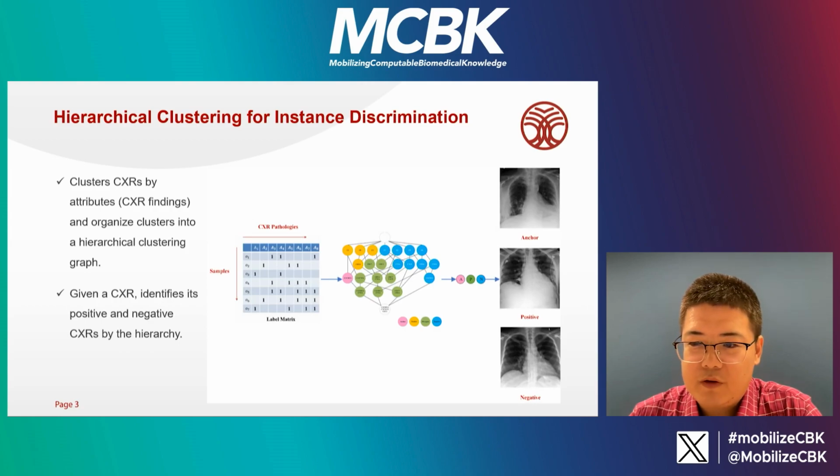We used the hierarchical clustering method for the instance discrimination. We first clustered CXRs by attributes and organized clusters into a graph with hierarchical structure. Given a CXR, we can quickly identify its positive and negative CXRs by the hierarchy of the graph.